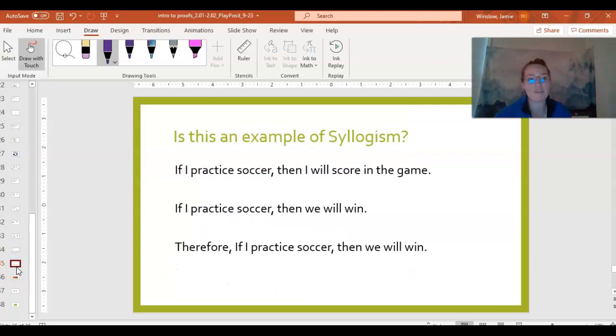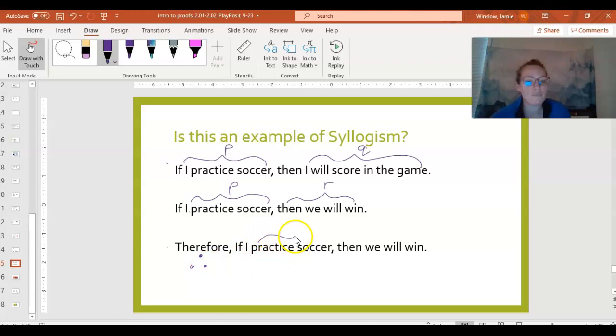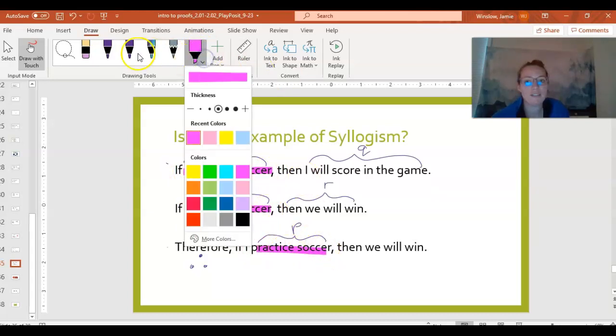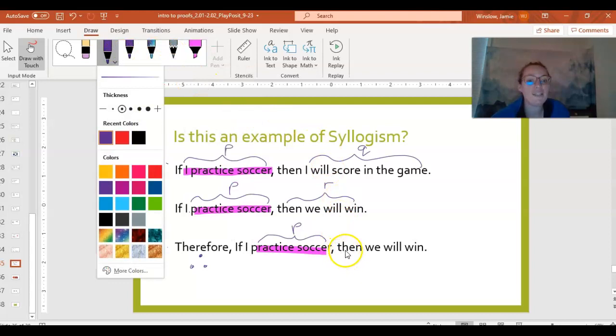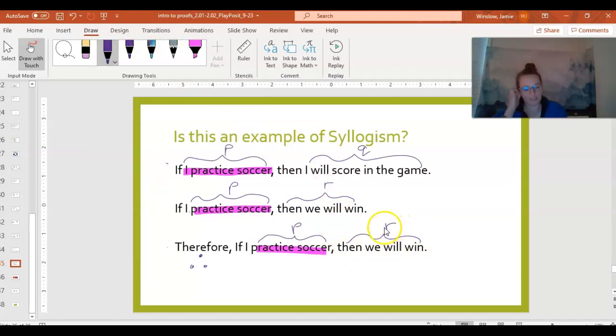Is this an example of syllogism? So we just start labeling. If I practice soccer, call that P, then I'll score in a game, Q. If I practice soccer, there's P again, then we will win. That's totally different, so we'll call it R. Therefore, they're giving us the conclusion. If I practice soccer, that's P, right? I'm just matching up. The practice soccer statements are all P. Then we will win. And there's R.